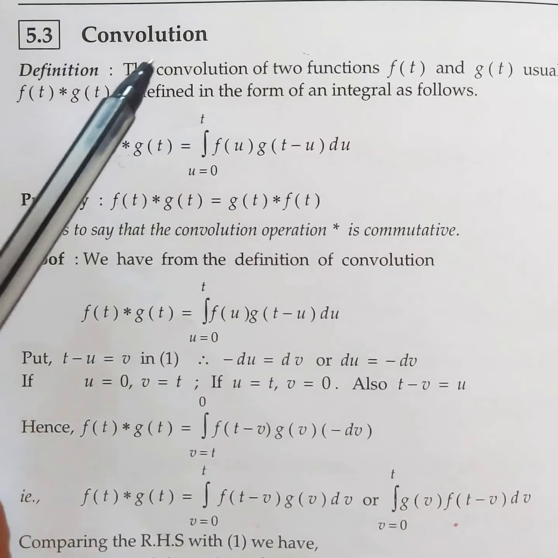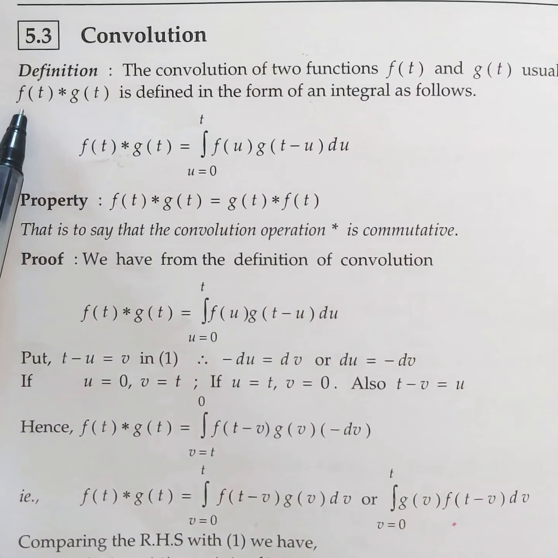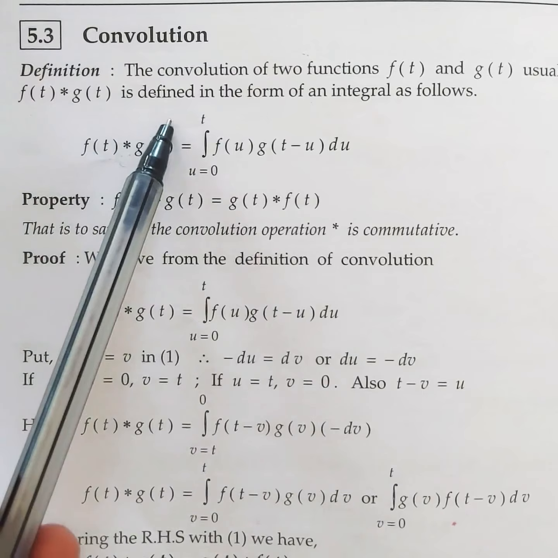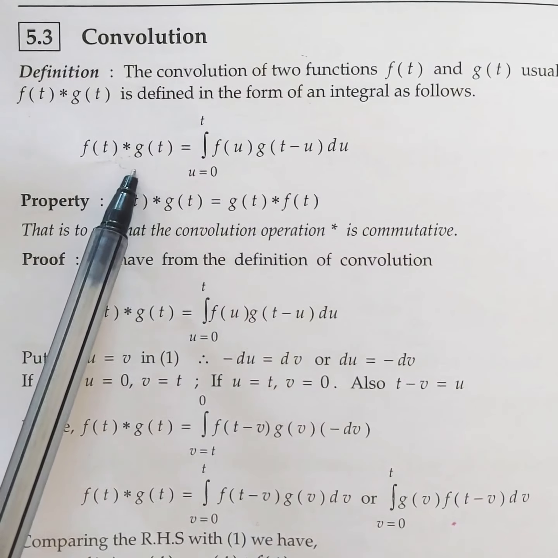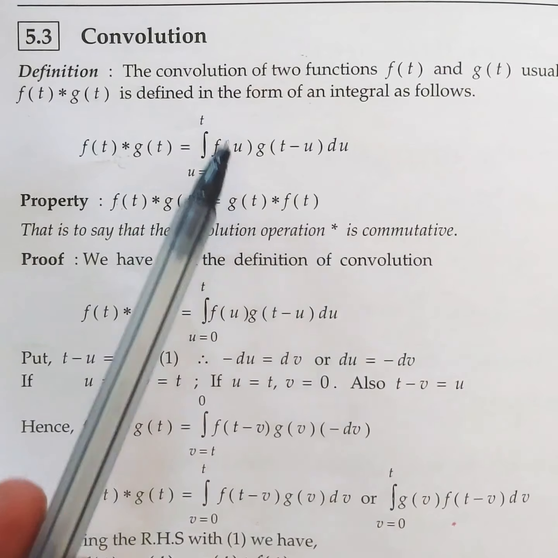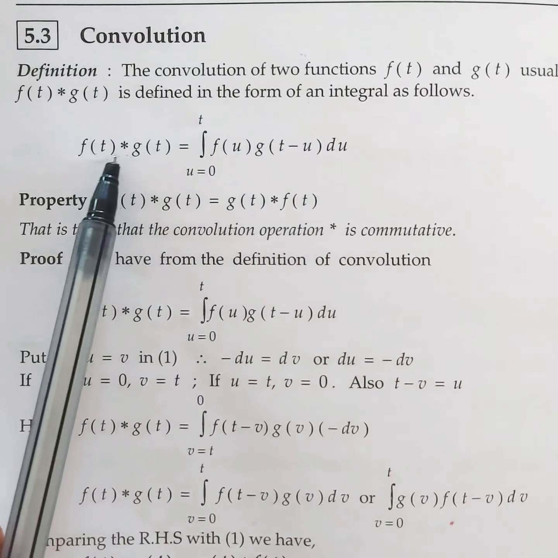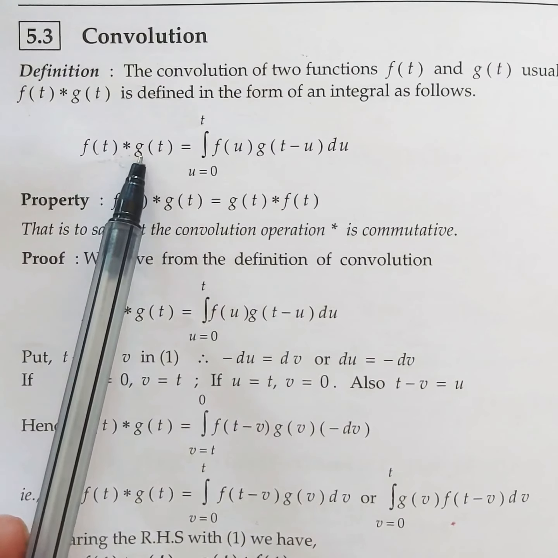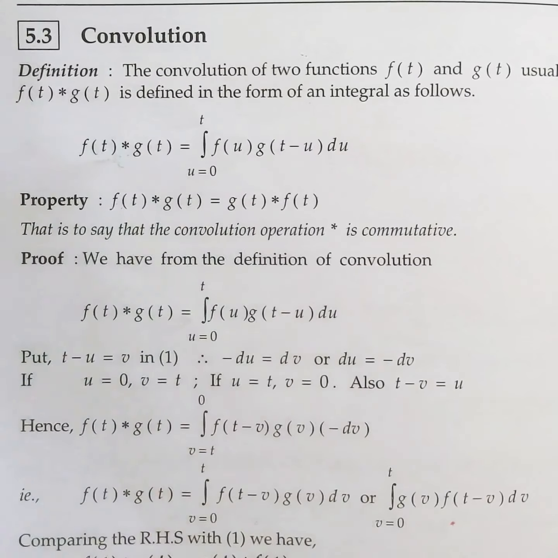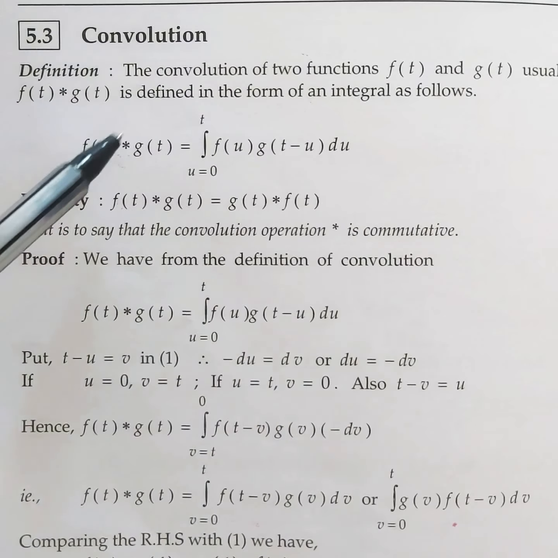See the definition. The convolution of two functions f of t and g of t is denoted by f of t star g of t, and it is defined in the form of an integral as follows. What is f of t star g of t? It is the integral from u equal to 0 to t of f of u g of t minus u du. So this is the formula, and always f of t star g of t is the same as g of t star f of t. This is a property of convolution. This is not multiplication, so let us say star.